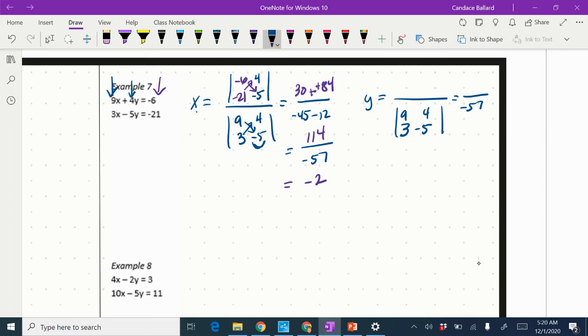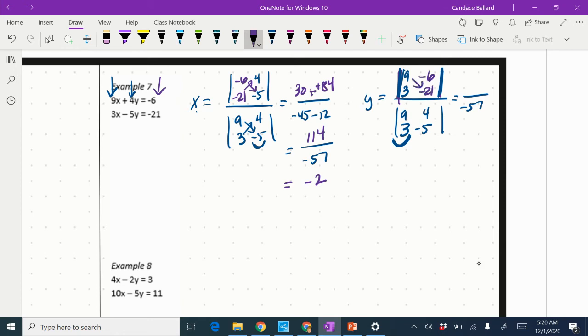So now I'm going to look at my y. Did it change? It's not changing color. There we go. I'm going to look at my y value. So if I'm solving for y, I shove the opposite upstairs, so 9, 3. And then I'm going to put the answers in for my y column, so negative 6, negative 21.